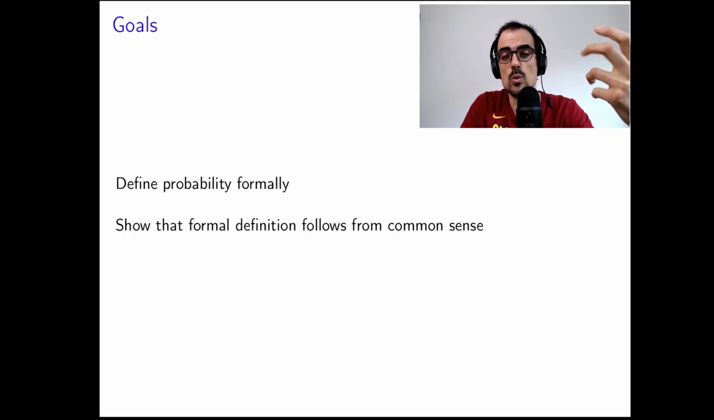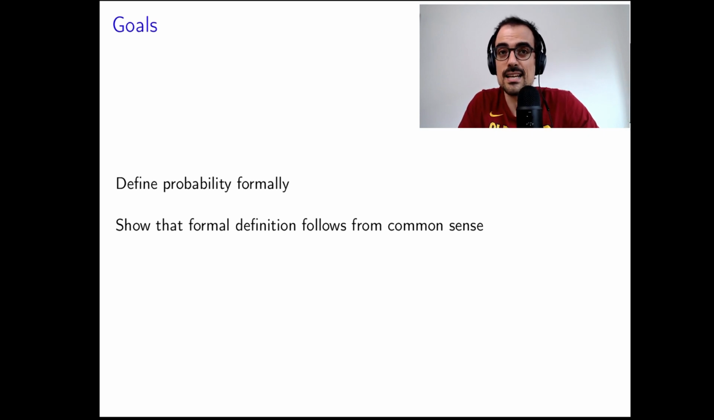explain where the formal definition comes from, because at the end of the day, it essentially encodes some common sense about what we think a probability should be. And that might not be apparent if you just look at the mathematical definition. Okay, so our goal is to try to explain how the definition connects to this common sense. Okay, so then let's get to it.